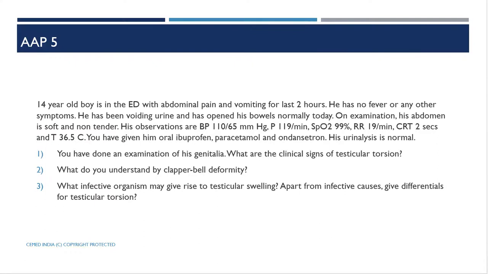Next, pause the video for a few minutes. Okay, we have done an examination of his genitalia. What are the clinical signs of testicular torsion? Tenderness of the testicle, horizontal lie of the testicle, elevated testicle, absent cremasteric reflex, Prehn's sign, and angel sign.